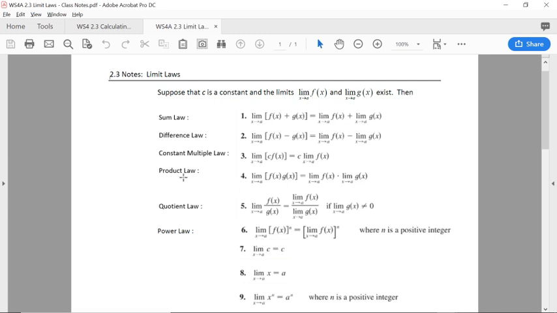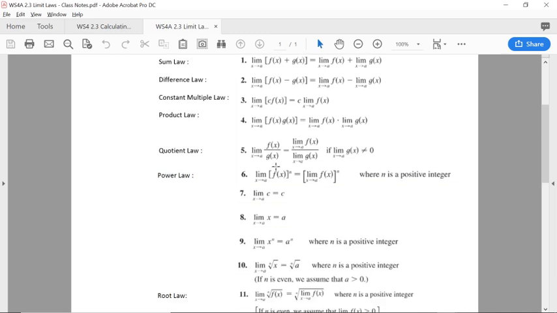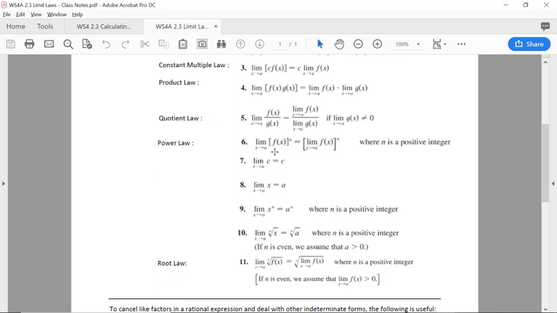The product law is essentially an extension of the constant multiple law. It's okay if f of x and g of x are both variable functions, as long as each of the limits themselves exist, then we can write the limit of the product as the product of the limits. The quotient law is very similar to the product law. For the power law, let's say we want to take the limit as x goes to 1 of x squared. We could move the limit inside, so we take the limit as x goes to 1 of x, and then the result of that becomes squared.